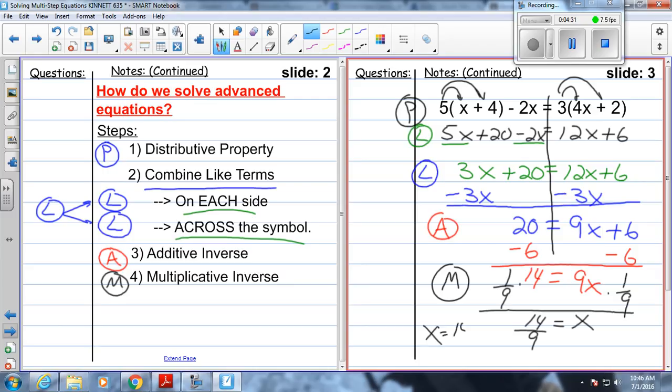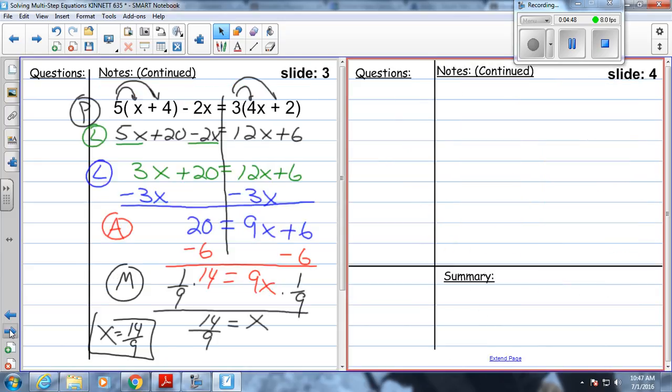And that is how we use this full sequence of steps: the distributive property, combine like terms where we're breaking it up into two steps, first on each side, then across the symbol. Then we have the additive inverse and the multiplicative inverse. We'll write our summary in class, students, and please ask me any questions.